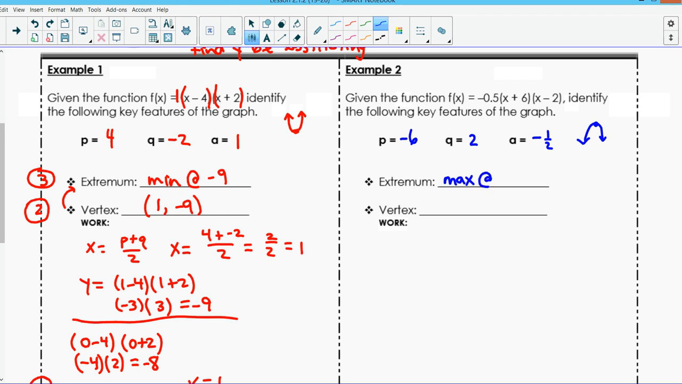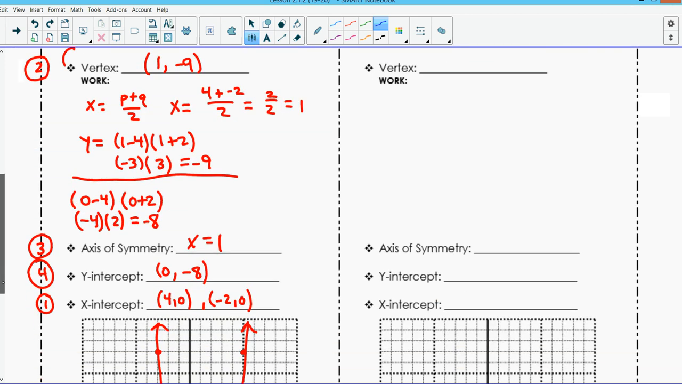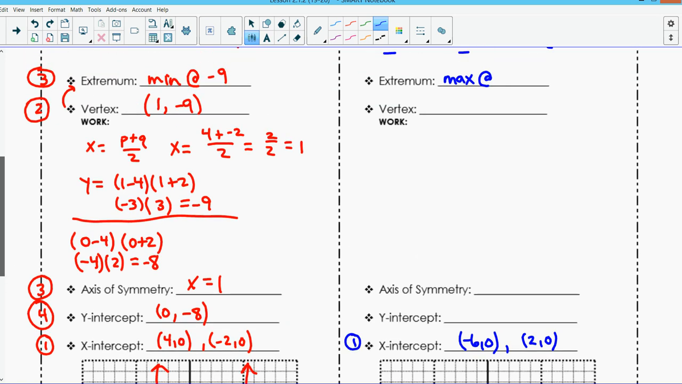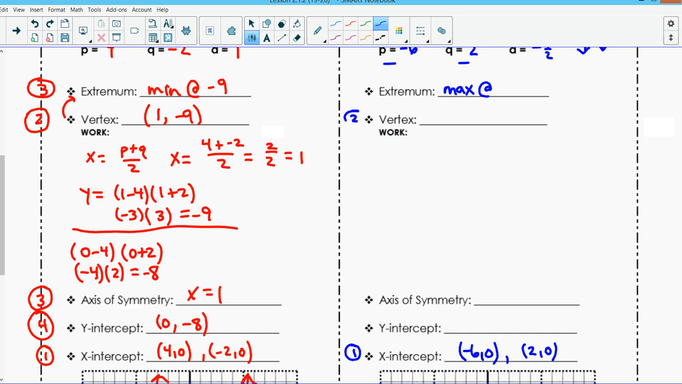Since it's in intercept form, it's giving me my intercepts. So I'm going to start with that key feature. So -6 means that this would be -6, 0, and this would be 2, 0. Make sure we're writing them as coordinates, but this is my first step. I'm going to use those two intercepts to find my vertex. So I'm going to say x equals my p value plus my q value divided by 2, which is -4/2, which is -2. So there's my x value.